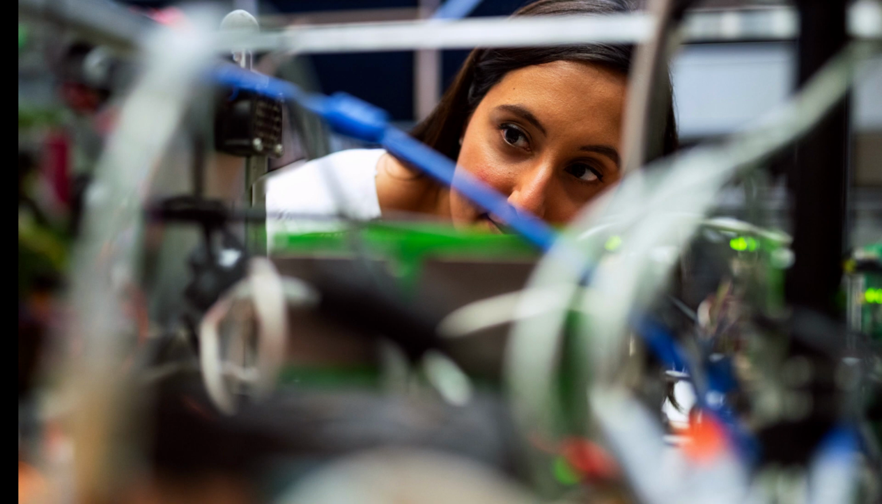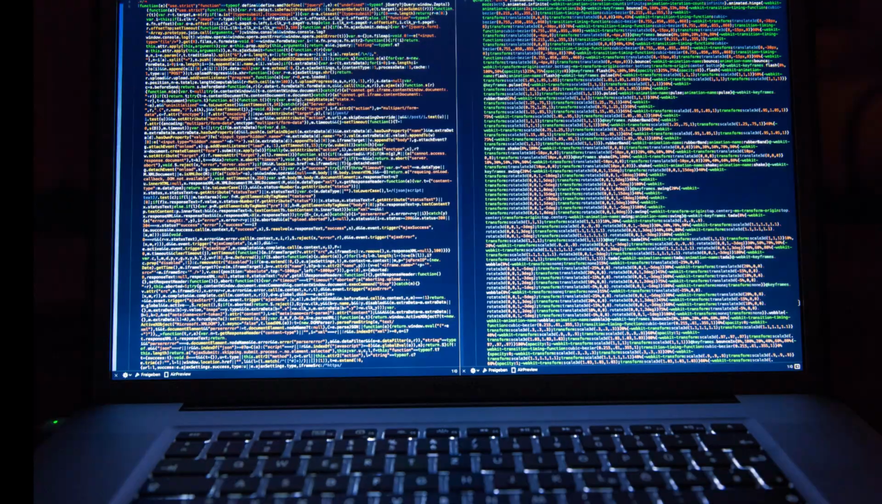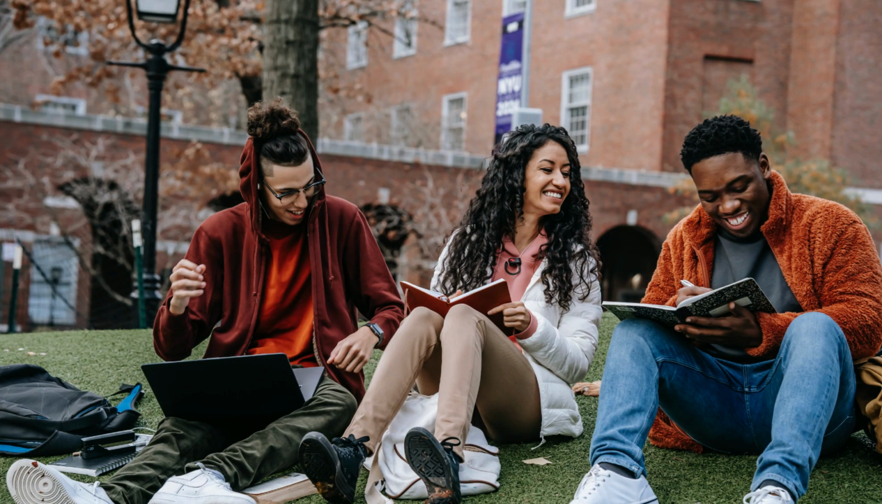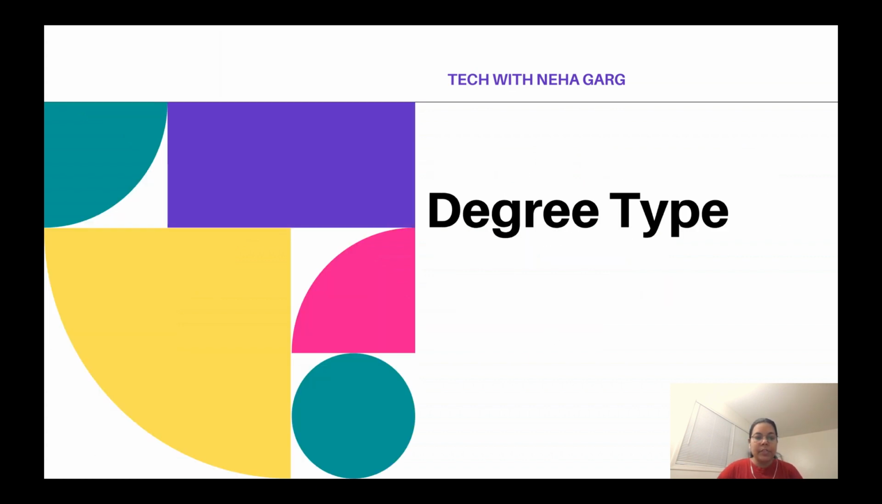So today we'll be throwing more light on these two topics and we'll try to understand what is the difference and what are the pros and cons of pursuing both of these degrees from Canada. Okay, so now without any further ado, let's see what are the differences between MSc in computer science and M engineering in software systems. So the first thing is degree type.